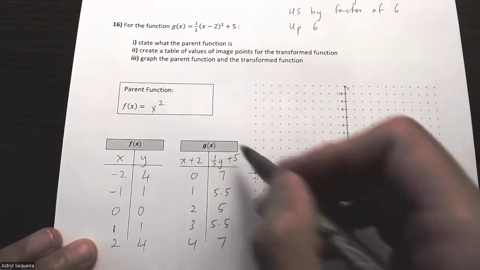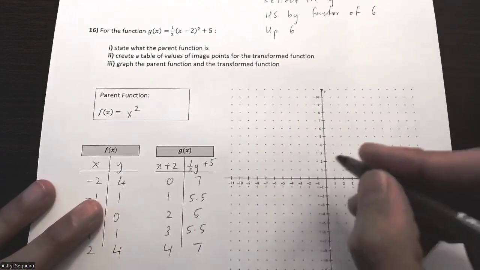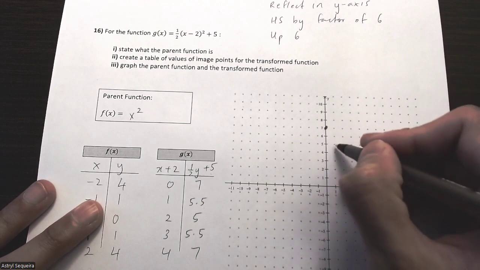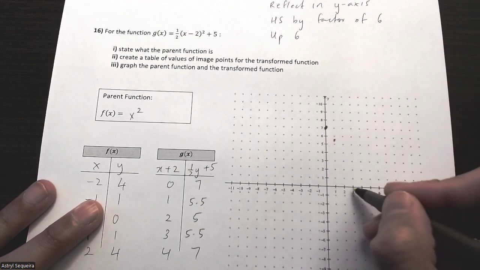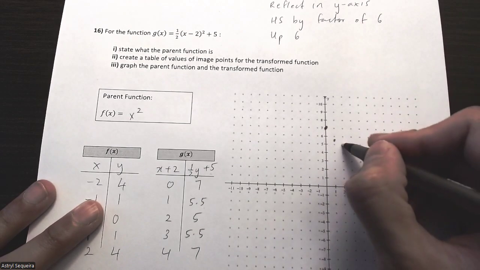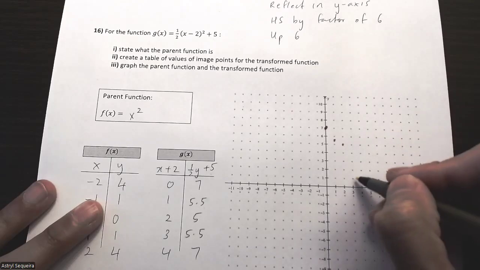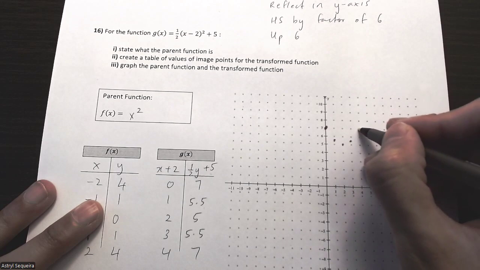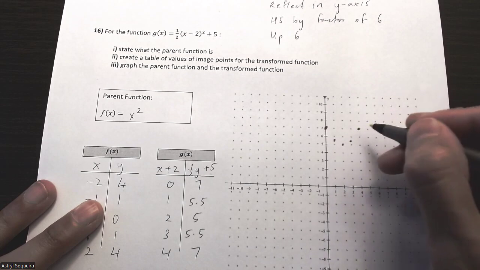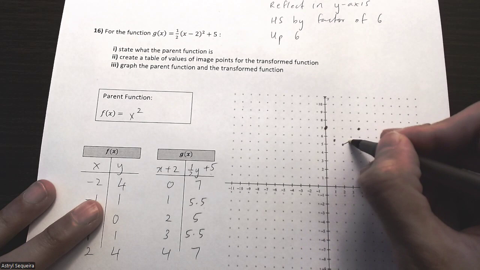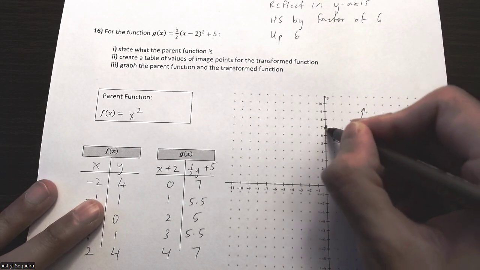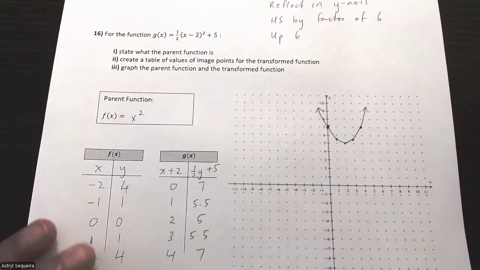And then you want to draw out the mapped function over there. So 0, 7, 1, 5.5, 2, 5, 3, 5.5, and 4 and 7. So those are the 5 points over there. And then you just want to draw a parabola through those points.